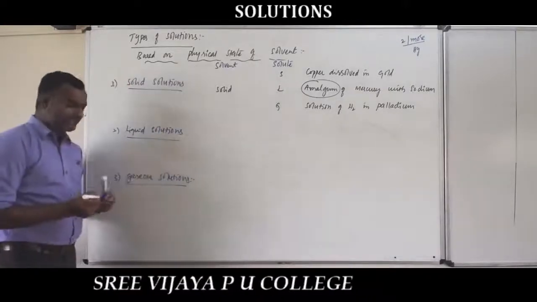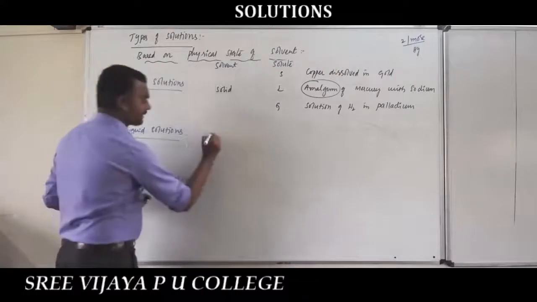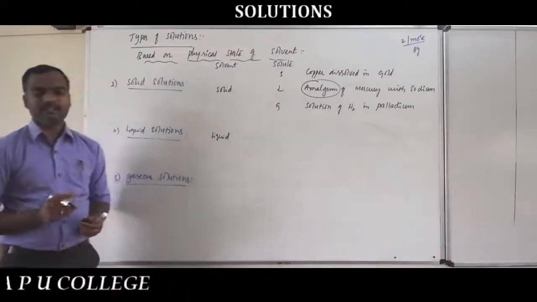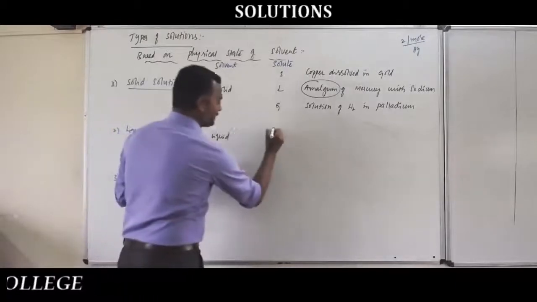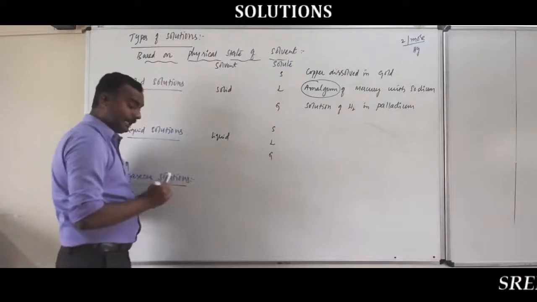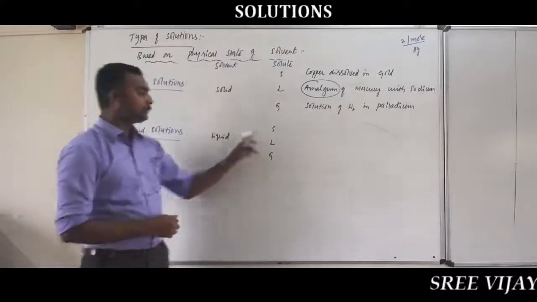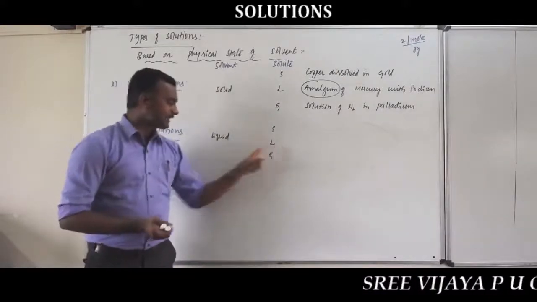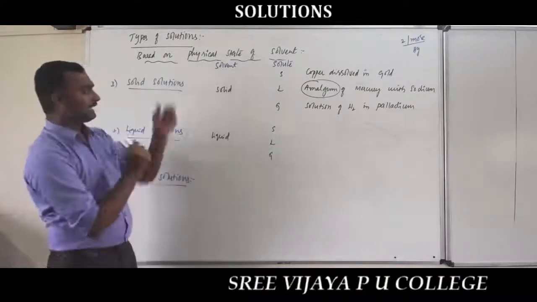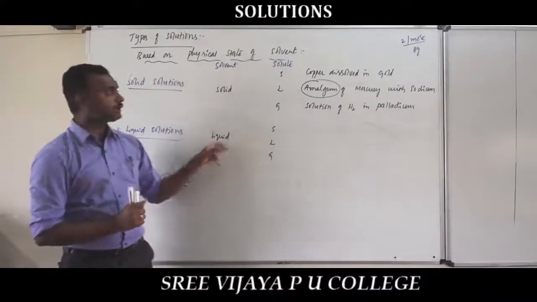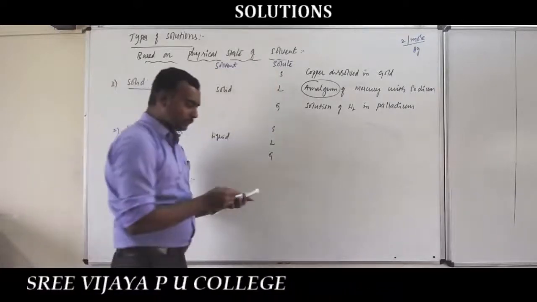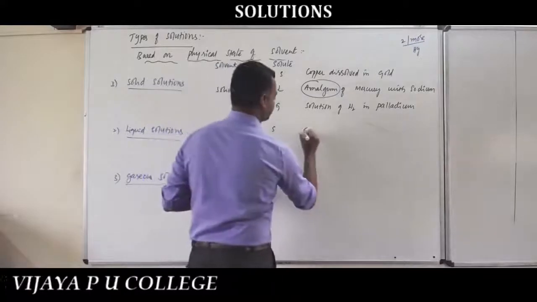Again, when I say liquid solution, definitely the solvent is in liquid state. Solute may be in solid state, liquid state or gaseous state. Again, there are three types: liquid-solid solution, liquid-liquid solution, liquid-gas solution. For an example, the solvent must be in liquid state and the solute in solid state. The best example is glucose dissolved in water.